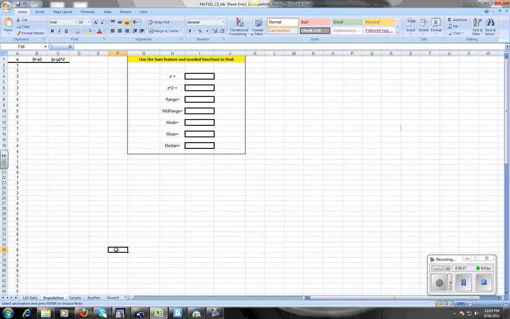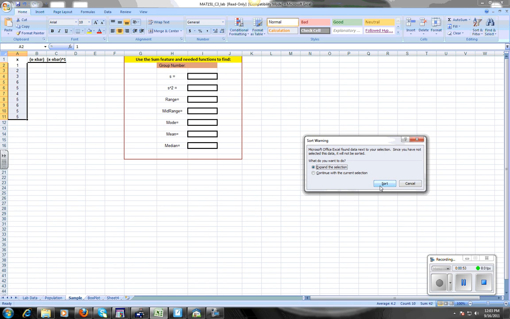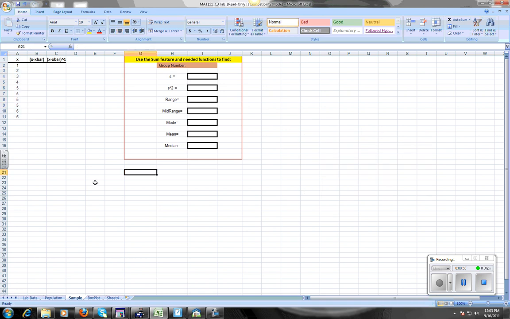Now, the act of finding out your population will be very similar to finding out your sample information. So I'm just going to go through the sample information. I'm going to need to paste that data in here. Now, let's say I want to organize this data so that I can find the median a little bit easier. You can highlight that data, it's already in there, and go to Sort Smallest to Largest. Expand the selection, and now it's in the right order.